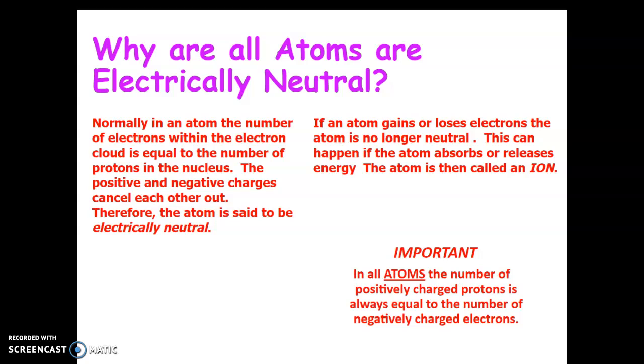The atom is then called an ion. All right, because it's no longer an atom, because it's not electrically neutral anymore. So it's considered an ion. It's important to remember in an atom, the number of positively charged protons is always equal to the number of negatively charged electrons.